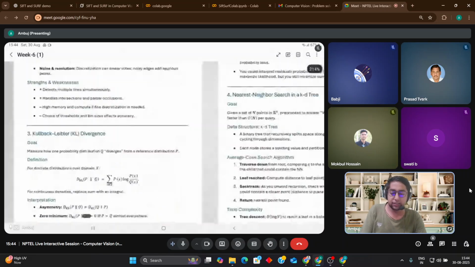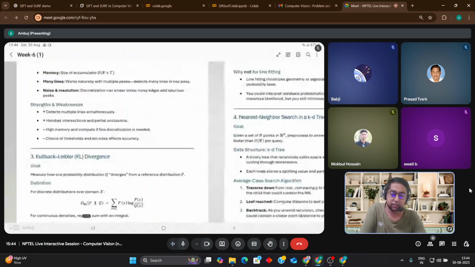Memory size depends on the size of the accumulator, which is big O of R cross T. Then strengths and weaknesses: it is able to detect multiple lines simultaneously. It is able to handle intersections and partial occlusions. It needs high memory and compute if fine discretization is needed, and the choice of thresholds and bin sizes affects the accuracy.